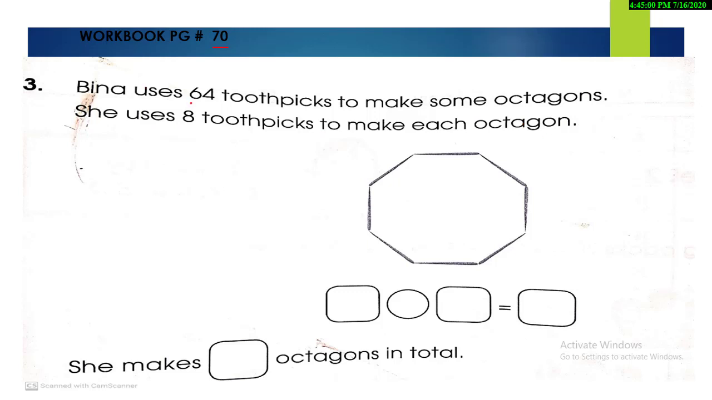Okay, as you can see, the total number of toothpicks is given. So you can't find an answer bigger than this. 64, and let's divide it by 8.